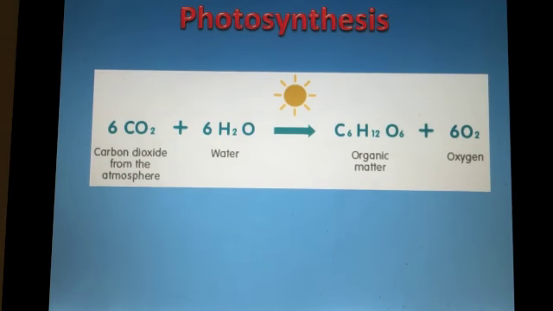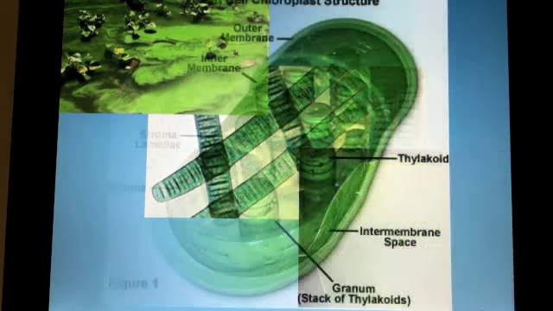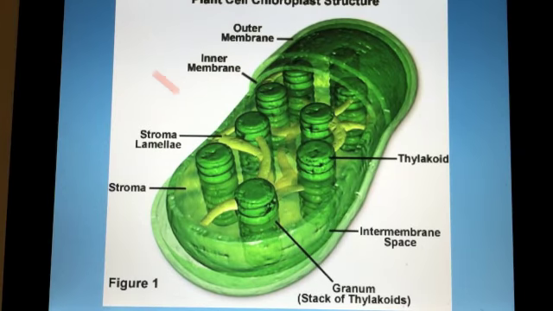Photosynthesis is performed by autotrophs, which is basically a term for self-feeders. Autotrophs are plants, cyanobacteria, and algae. This reaction takes place in the chloroplast of the plant cell. Notice the stacks of green discs. These are the thylakoids.